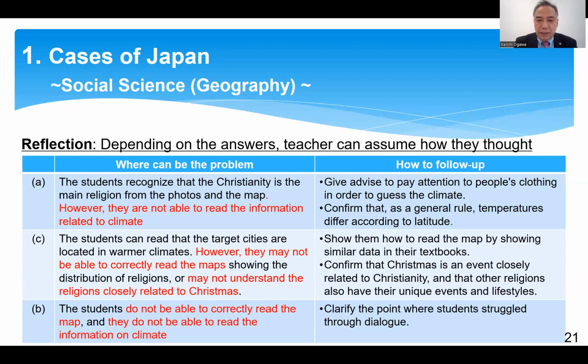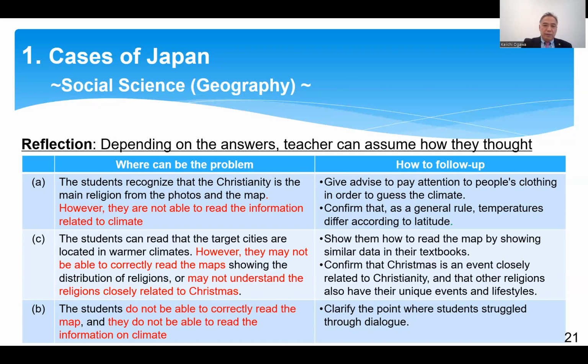Also confirm that Christmas is an event closely related to Christianity, and that other regions have their own unique events and lifestyles.